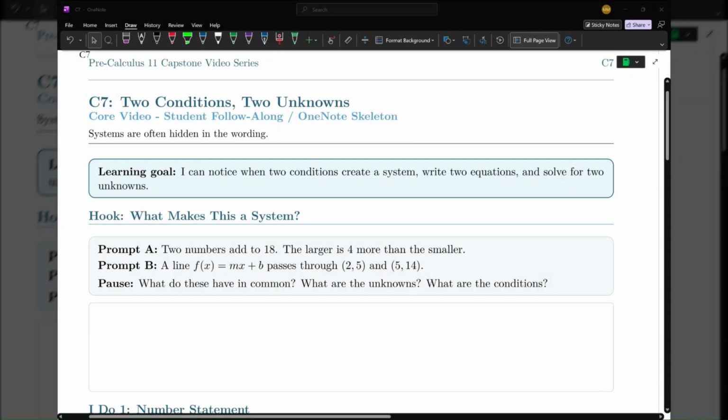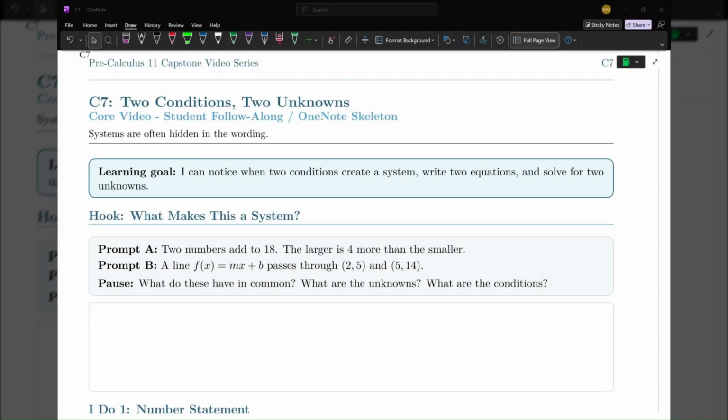Okay, welcome back. In this video, we're going to talk about core skill C7, which is two conditions and two unknowns. You can see the learning goal there: I can notice when two conditions create a system, write two equations, and solve for two unknowns. So a hook there is just what makes a system.